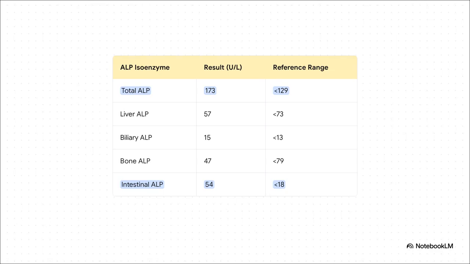Well, the solution lies in isoenzyme analysis. By separating out the different forms of ALP, we get our answer. You can see her total ALP is high at 173, but her liver and bone parts are actually normal. The real culprit is the intestinal ALP, which is way up. This is a known, totally benign phenomenon that's common in people with blood groups O and B, especially after a meal. It's not clinically significant at all, and just like that, the mystery is solved.